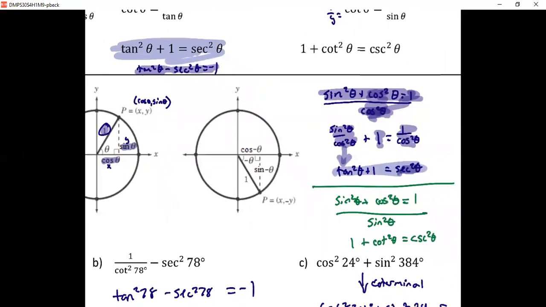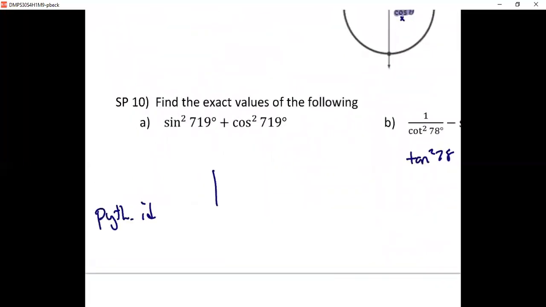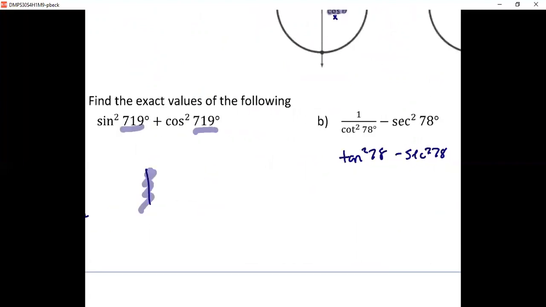I tend to stick with sine squared plus cosine squared equals 1 and develop the tangent squared plus 1, and then develop the 1 plus cotangent squared. The way that I do that is by taking sine squared plus cosine squared equals 1, dividing it all by sine squared, and we get 1 plus cotangent squared equals cosecant squared. So the problems that we get from those: if we have sine squared of any angle plus cosine squared of any angle, that should equal 1.